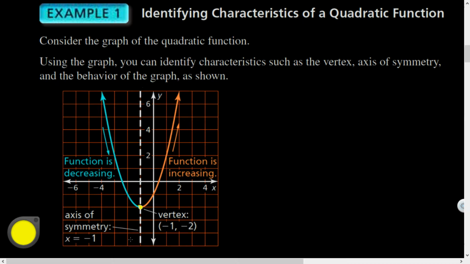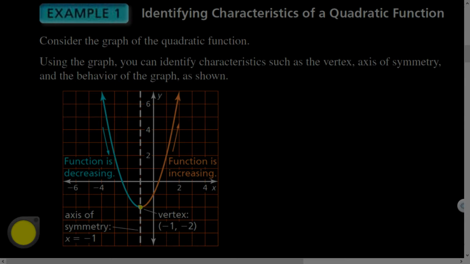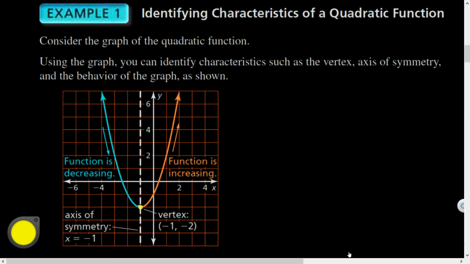The axis of symmetry would be the vertical line that passes through that vertex, which vertical lines are always x equals a number. And in this case, that number is going to be the x-coordinate of a point that this line passes through. Okay, so there we go. So you can see that. You can also determine the following regarding a domain and range and where it increases and decreases.